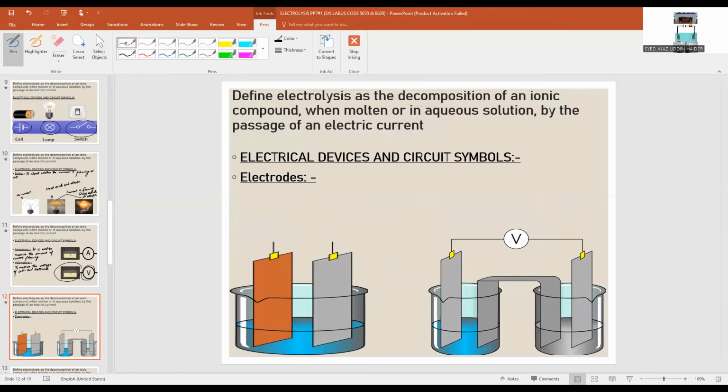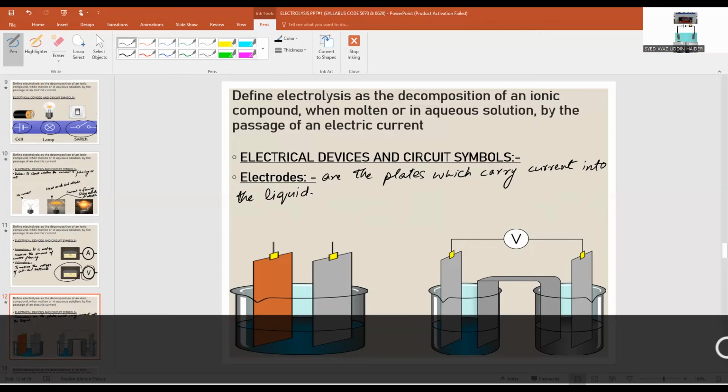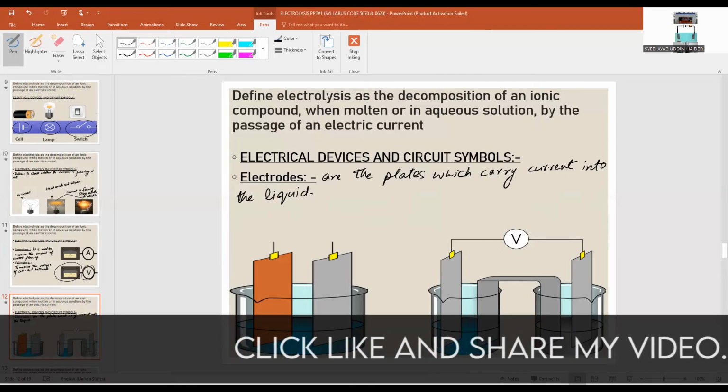Now, plates which carry electricity into the liquid are known as electrodes. So they are solids, and I've just told you in the beginning of this video that conductors are solids that conduct electricity. In your syllabus, two types of electrodes are used. One is inert or inactive, another is the active one.